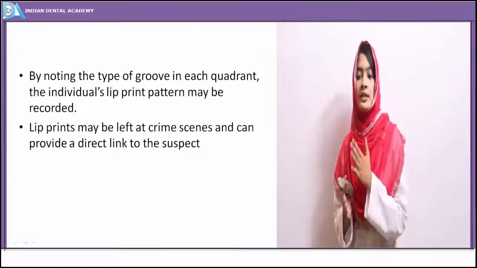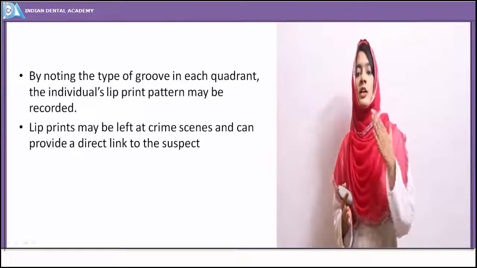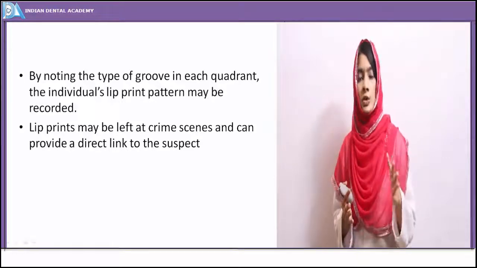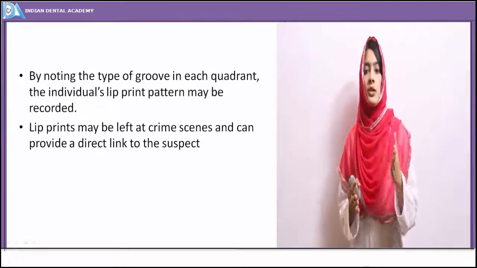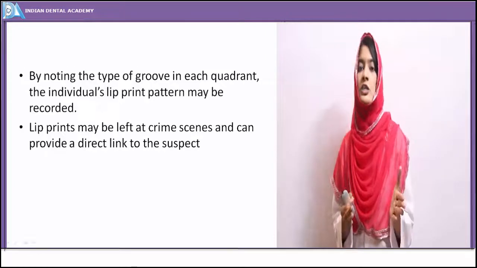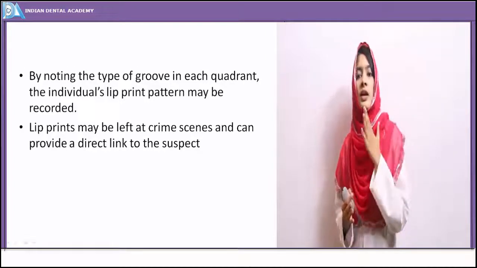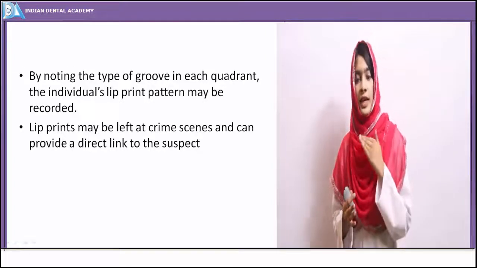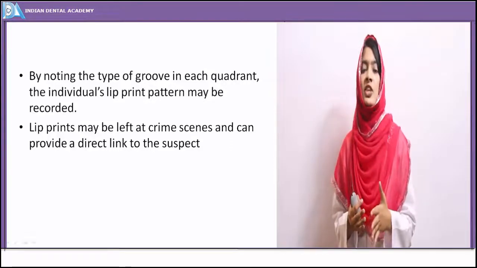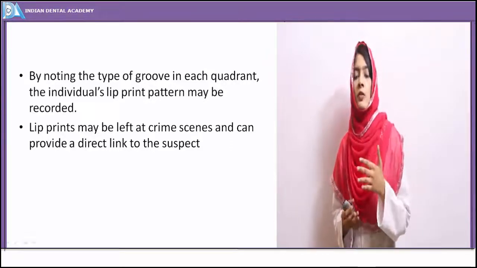So crime investigation procedures involving the lips are nothing but chiloscopy. That was about forensic odontology. The hard tissues and the soft tissues, everything helps us in giving a correct or probable identification of the deceased individual as well as the living individual.